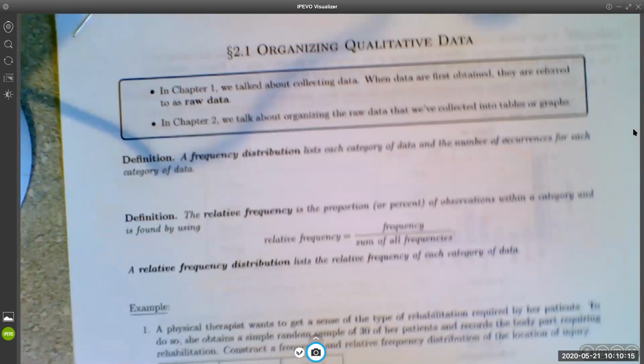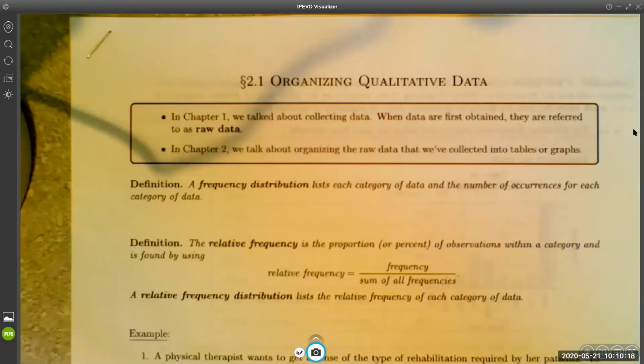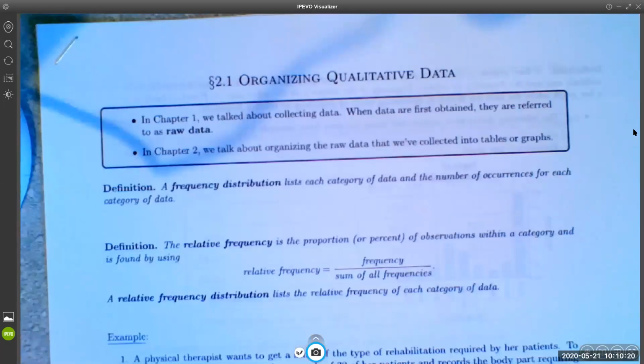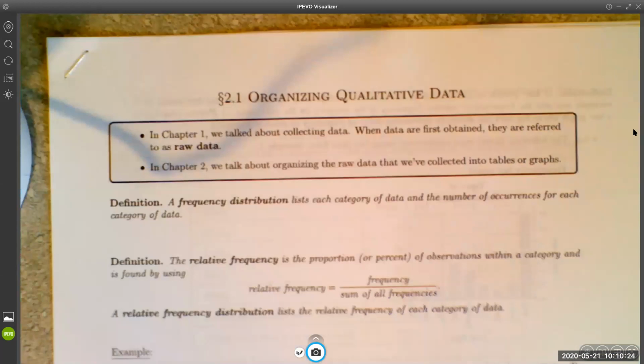All right. So on to chapter 2. So in chapter 1, we talked about collecting data, just sort of briefly, gave some general guidelines there.